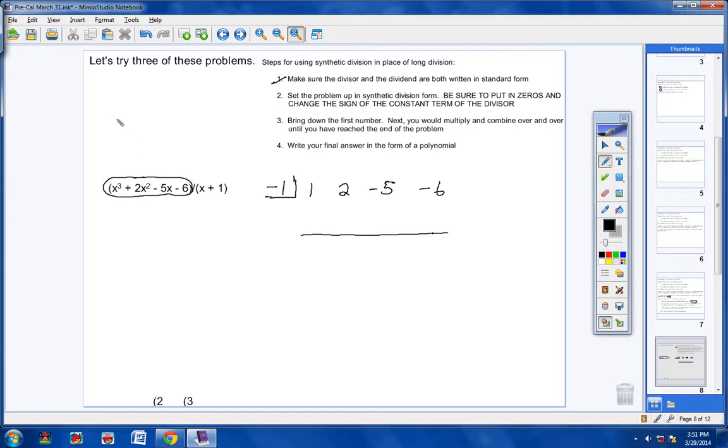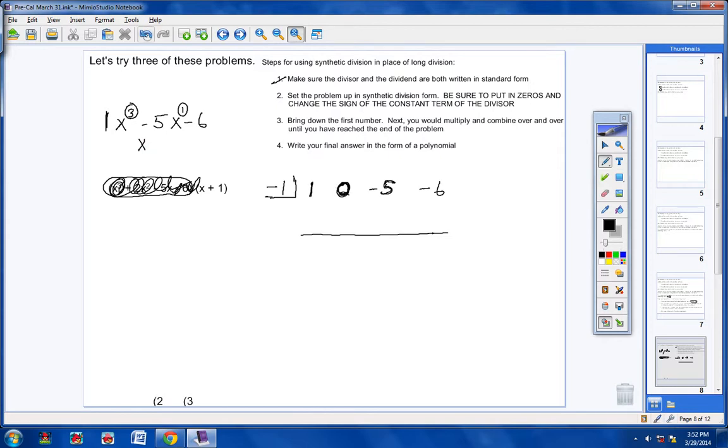If you would have been missing a term, let's say the dividend would have been x cubed minus 5x minus 6 in place of this, okay? Well, do you notice how you're missing an x squared term? You went from x cubed down to x to the 1. Do you see that? Then you would have wanted to put a 0 right here. In other words, the coefficient of the x cubed is 1. The coefficient of the x is negative 5. But notice how there was no x squared term. Well, if you're missing a term like that, then you have to put a 0 in place of that missing term.